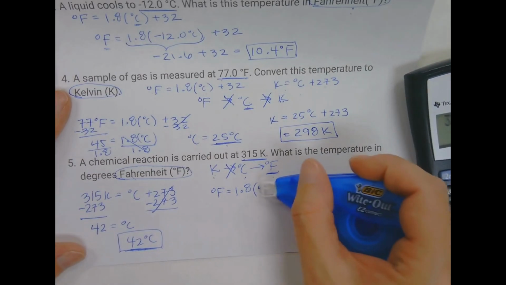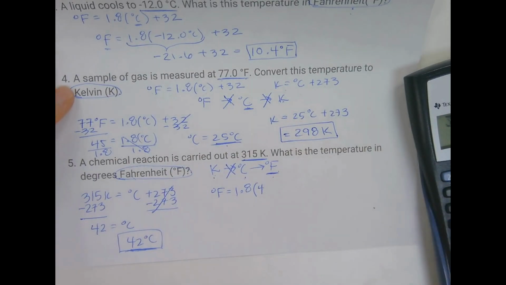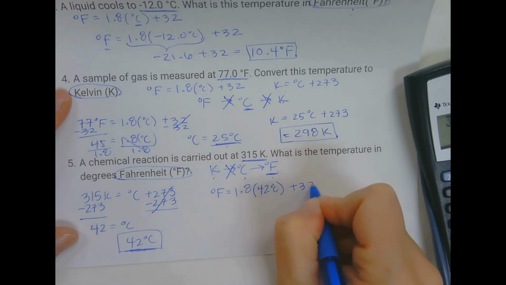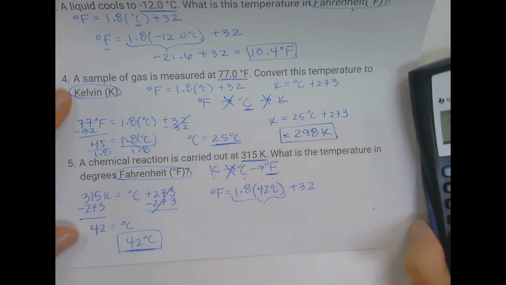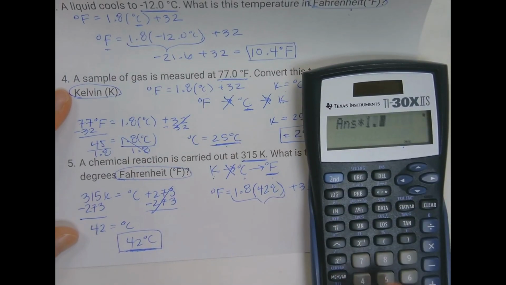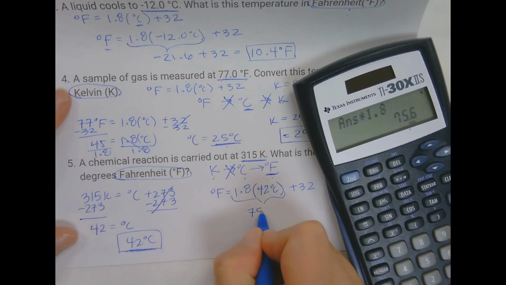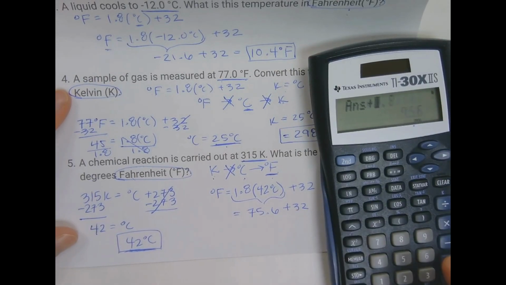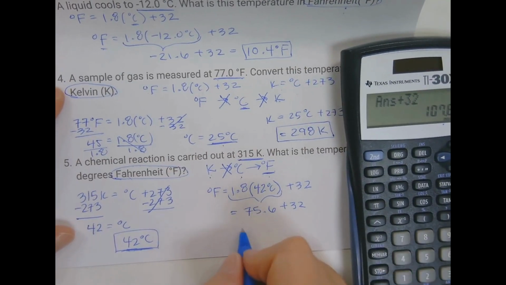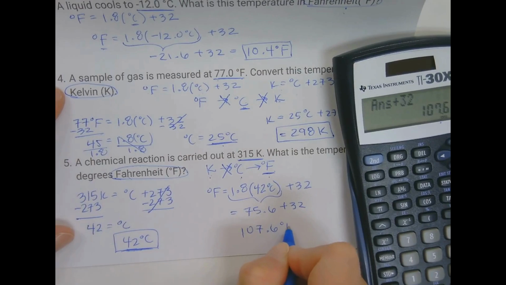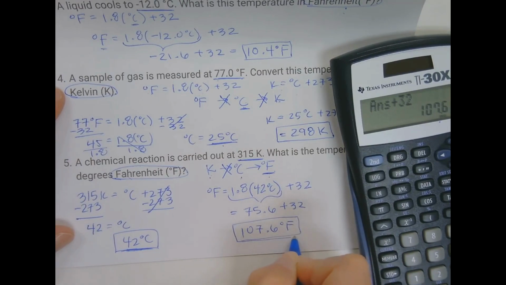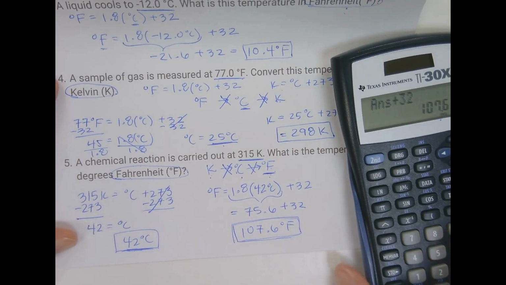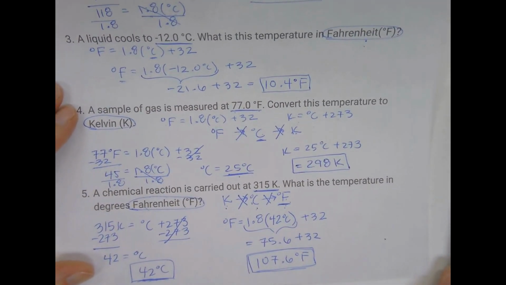Okay, sorry, I had to get the white out. Okay, 42 degrees Celsius plus 32. So I'm going to solve this part first. So 42 times 1.8 is 75.6, plus 32 is going to give us degrees Fahrenheit. So 107.6 degrees Fahrenheit is the final answer. So we completed the second step to get to the final one. So that's how we convert between Celsius, Kelvin, and Fahrenheit.